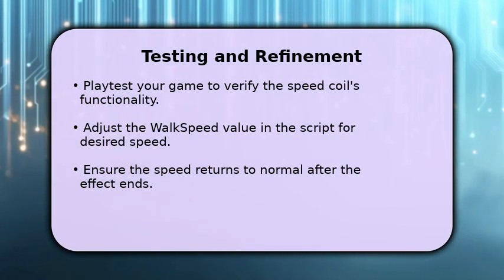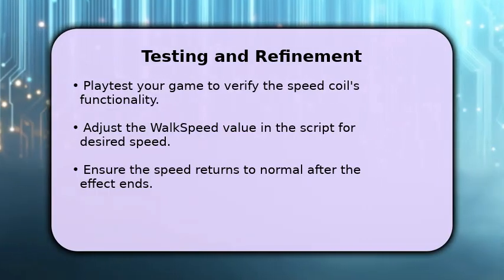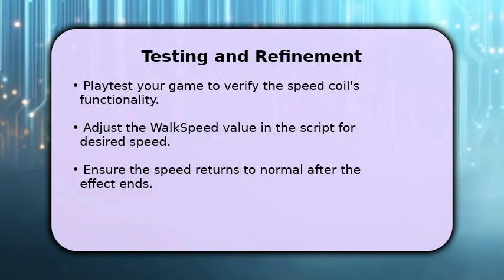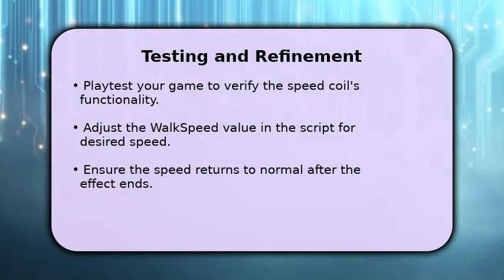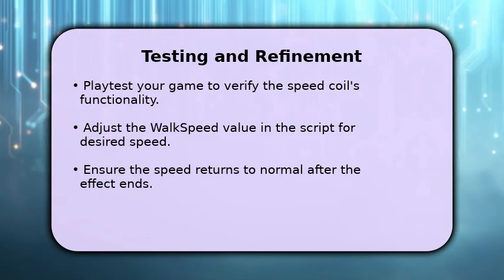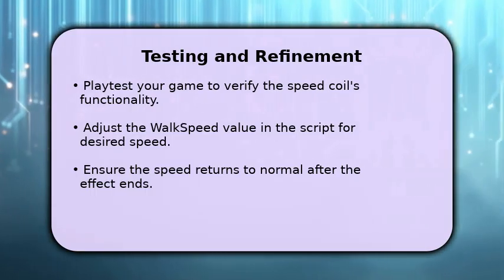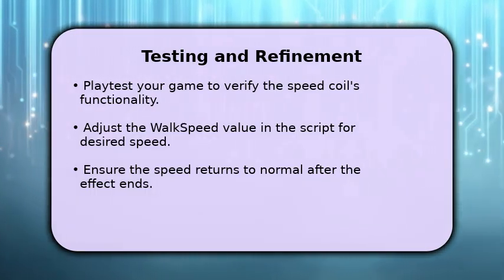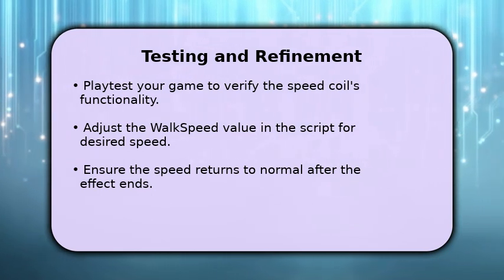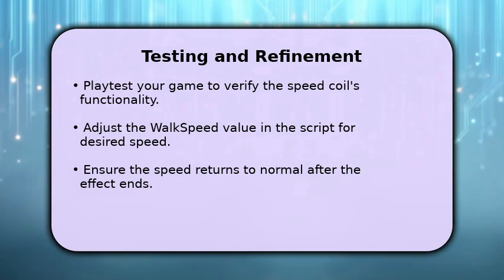Finally, it's time to test and refine your speed coil. Start a playtest in your game and walk over to your newly created coil. Observe if your character's speed increases as expected. If the speed isn't quite right, go back into the script and adjust the walk speed value. You might try values like 24 or 30. Make sure the speed returns to normal after the effect duration.